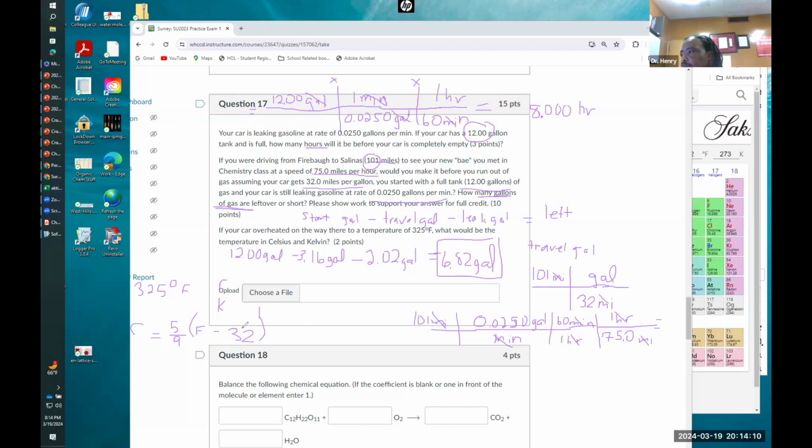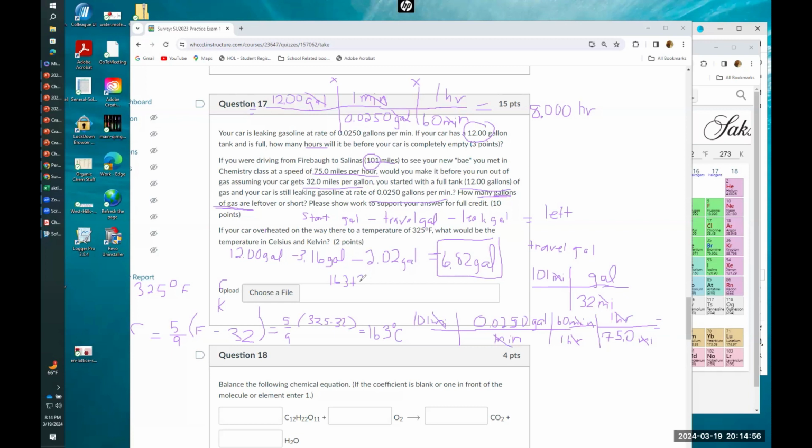Okay, so we plug in our values. So we said 5/9, and we have 325 minus 32. So we plug that into our calculator, and we end up with 162.7, but if you round it up, it's 163 degrees Celsius.